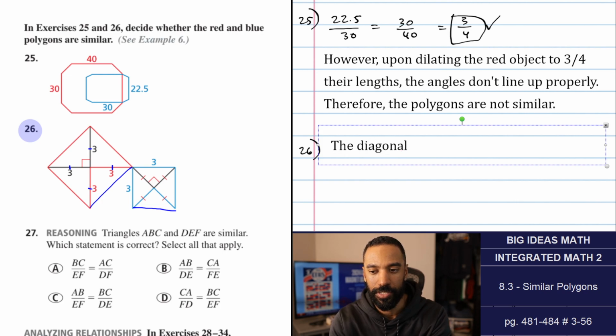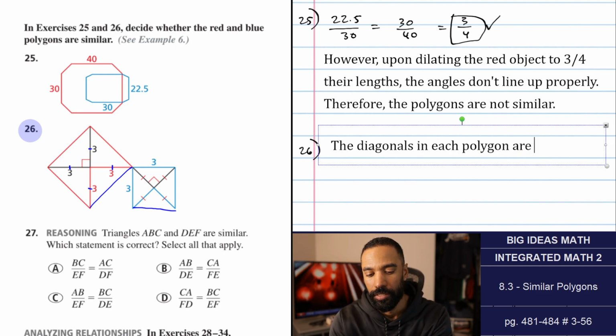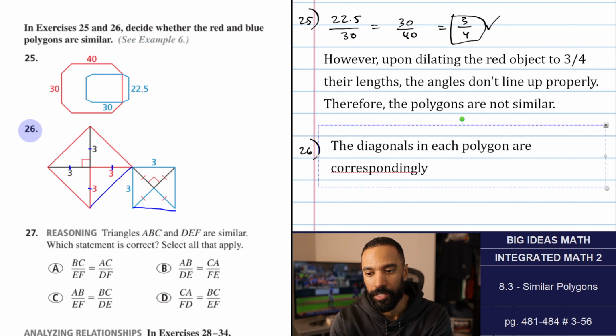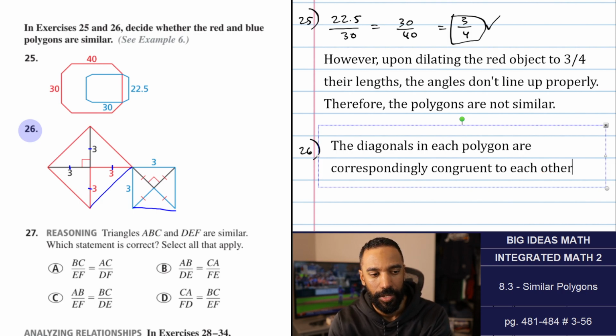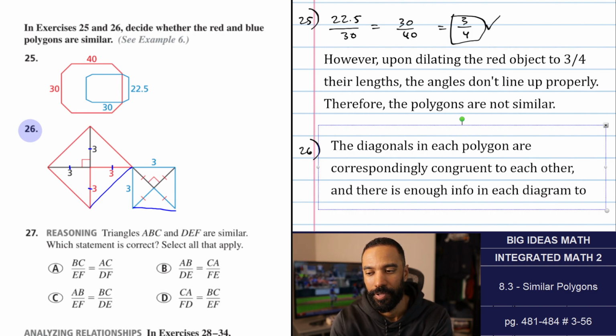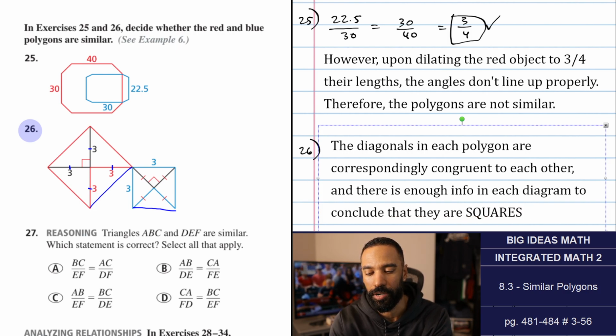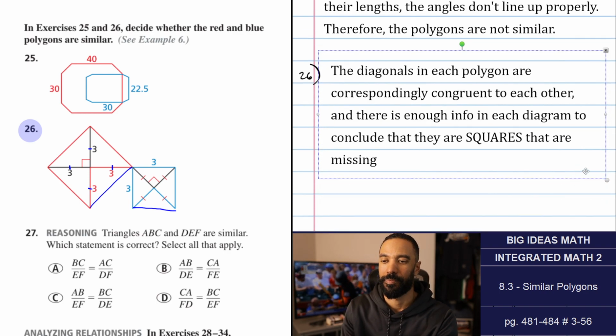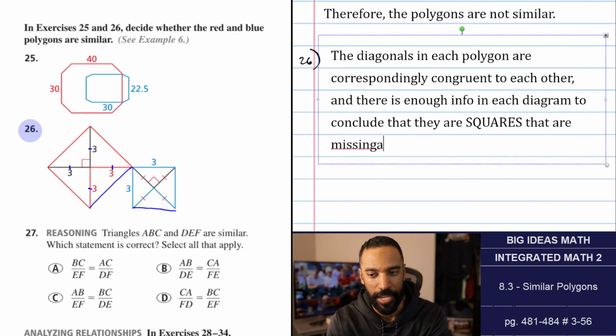The diagonals in each polygon are correspondingly congruent to each other. What I mean by that is their respective parts, whatever. And there is enough information in each diagram to conclude that they are squares, which are missing a 4th side.